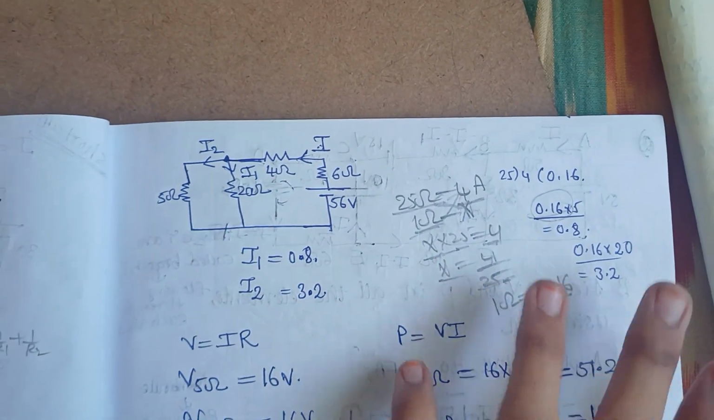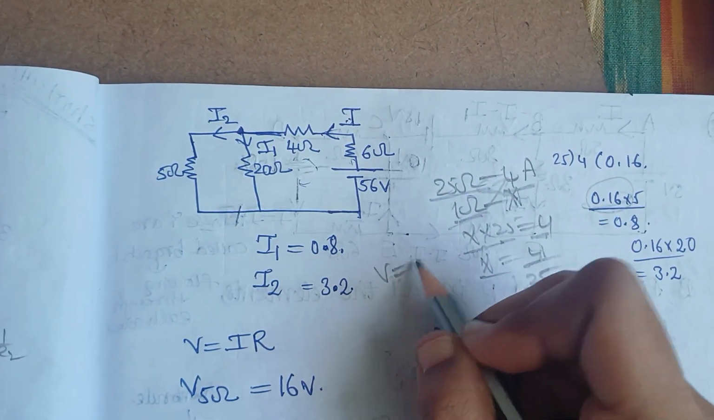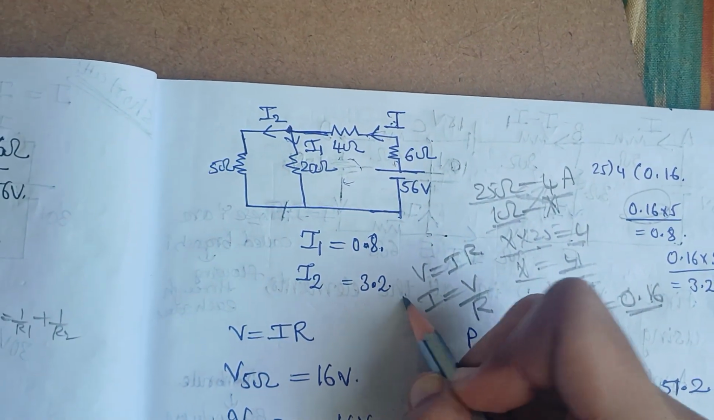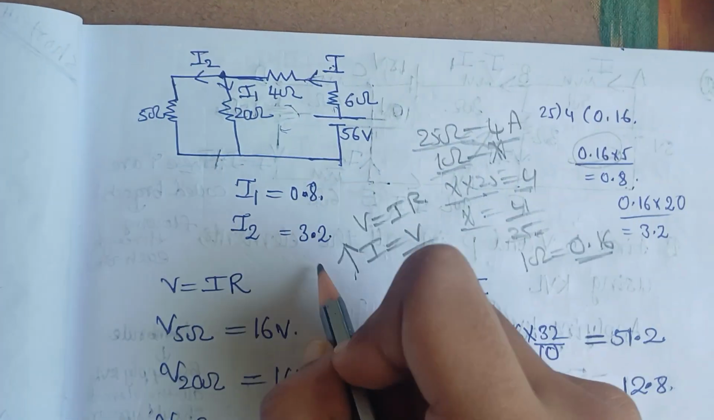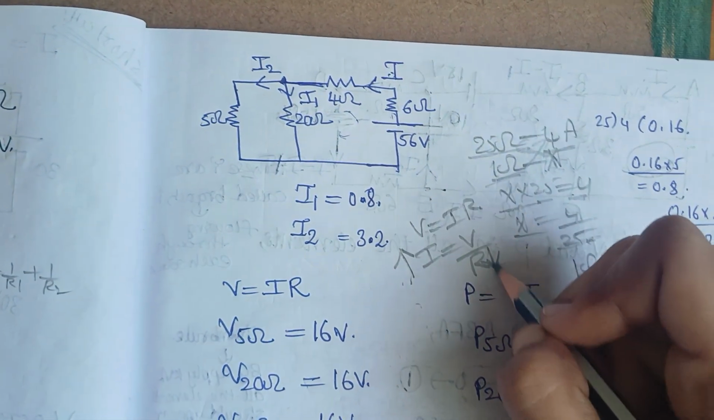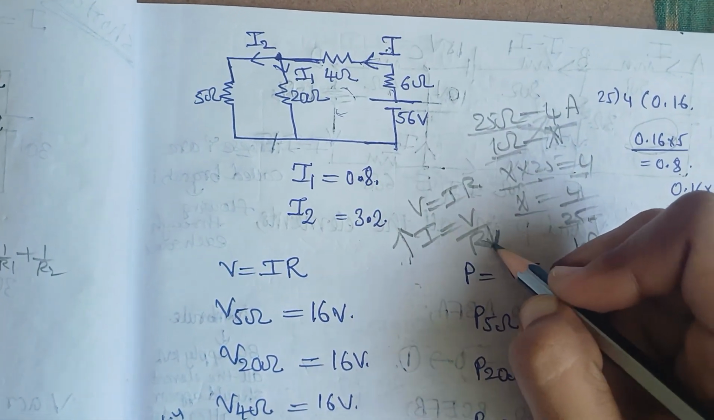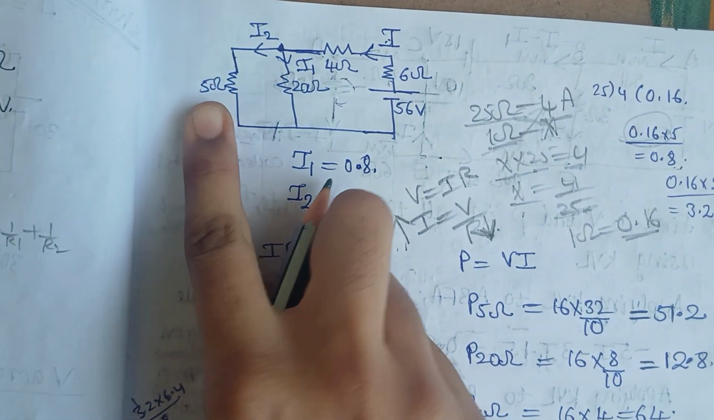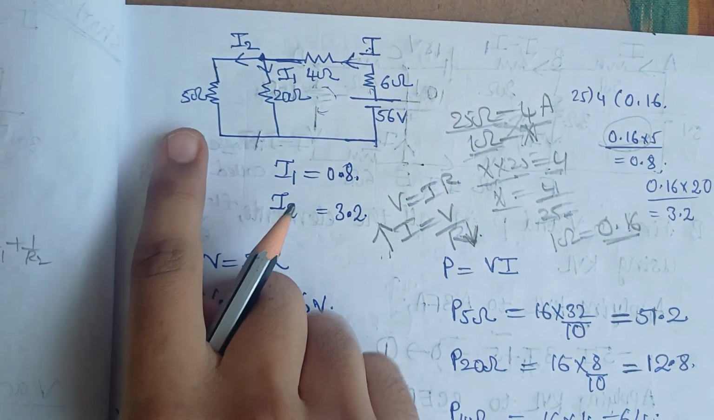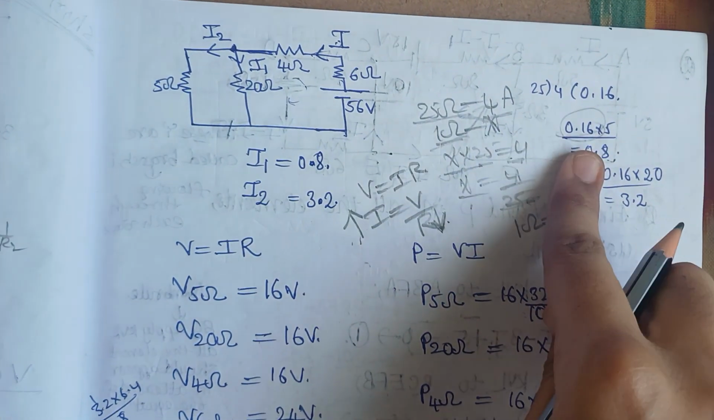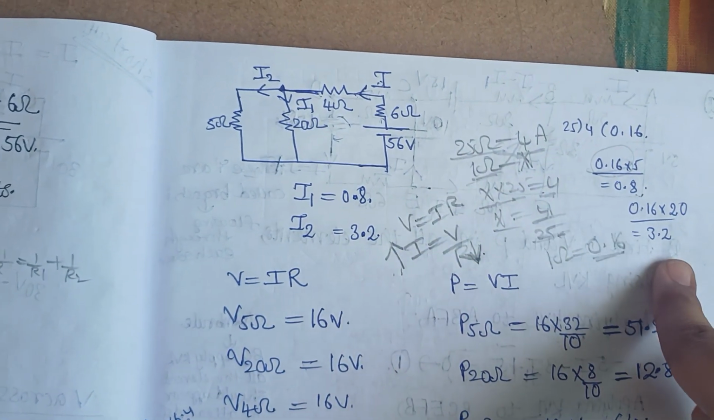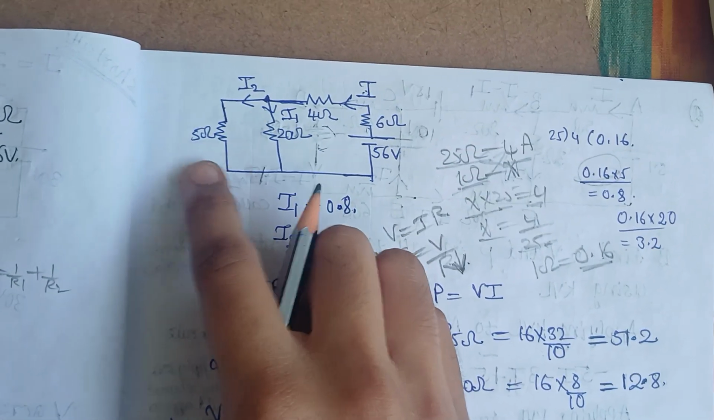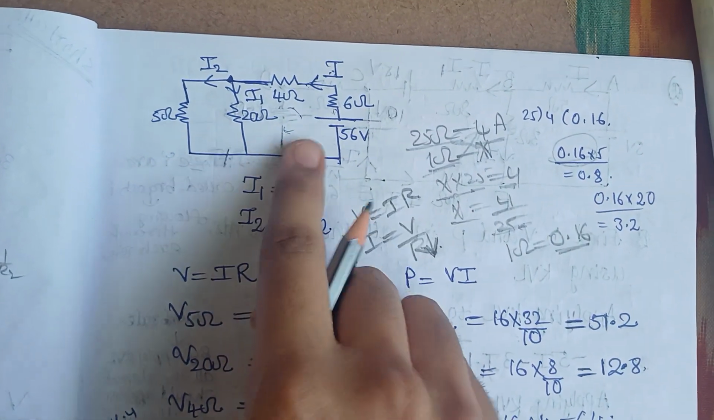But here is the logic. See, we know that V is equal to IR, right? And I is equal to V by R. It means wherever your current is high, there your resistance will be low. That means whenever you have low resistance, more current should flow. Here, among this 5 ohm and 20 ohm, the least resistance is 5 ohm, right? So among this 0.8 and 3.2, which is the highest current? 3.2. So this 3.2 should flow through this 5 ohm resistor and 0.8 through this 20 ohm resistor.